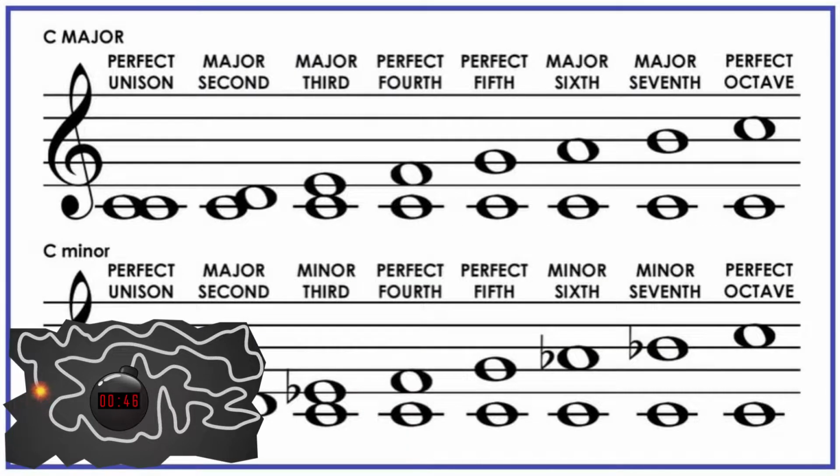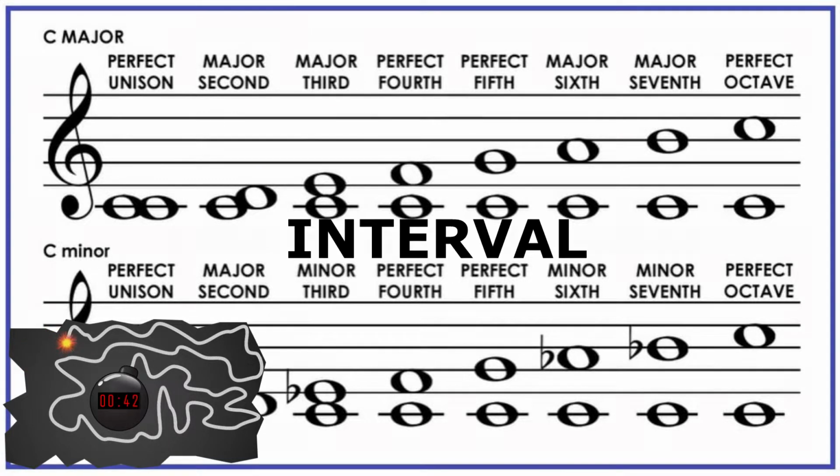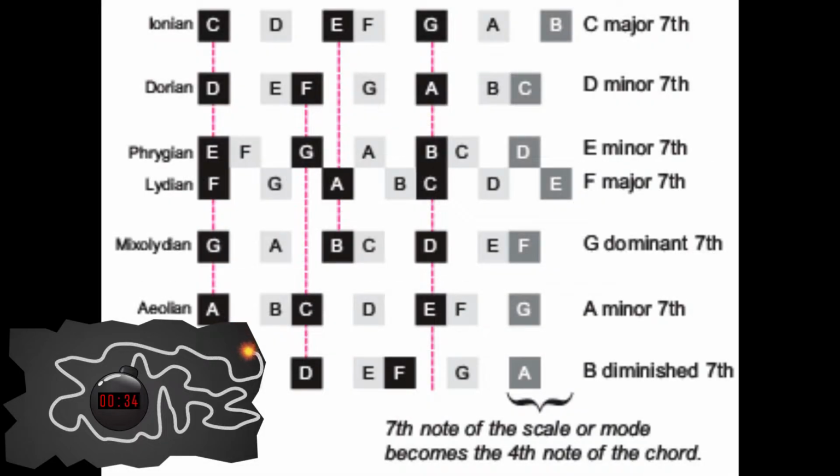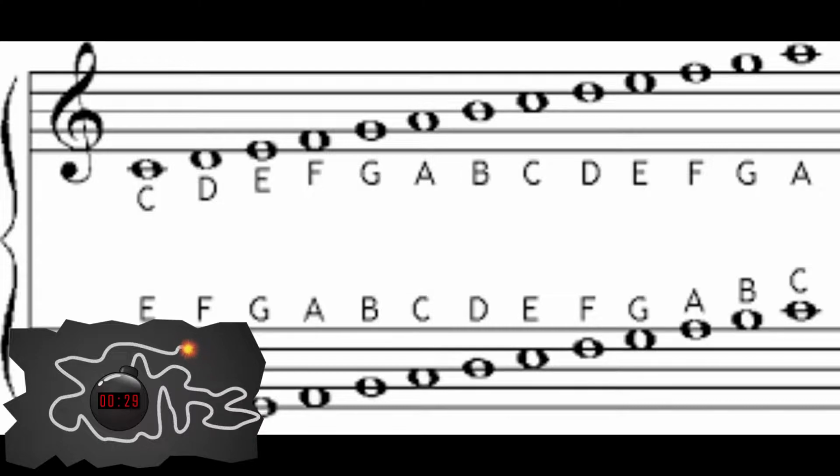When deciding what next note you want to put in a melody, the most important thing to take into account is interval, the distance between two notes. There are three different intervals to take into account. 1. The interval between the note and the key center. 2. The interval between the note and the root of the chord. 3. The interval between the note and the note preceding it.